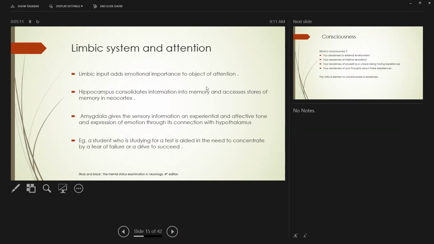Limbic system input adds emotional importance to the object of attention. Hippocampus consolidates information into memory and accesses stores of memory in the neocortex. Amygdala gives sensory information an experiential or affective tone and expression of emotion through its connection with the hypothalamus. Example, a student who is studying for a test is aided in the need to concentrate by a fear of failure or a drive to succeed.